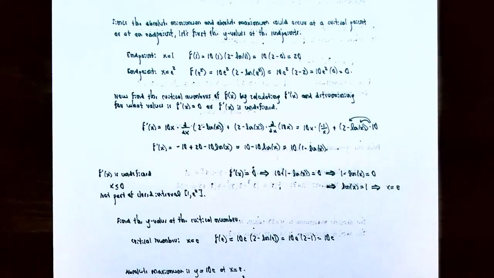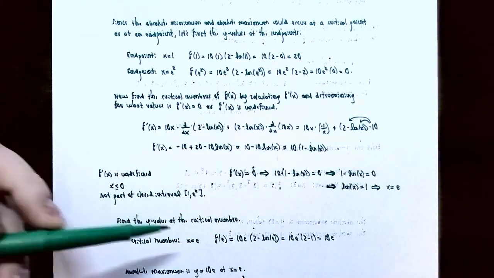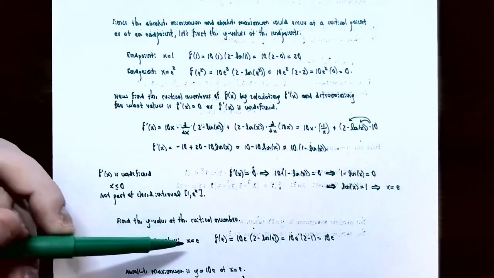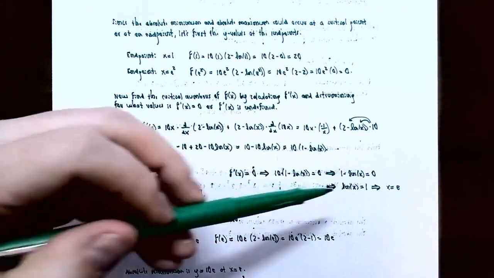So now the next step, we know that we could have an absolute maximum or an absolute minimum at a critical number. So plug x equals e back into the original function to find out the y value. If you plug x equals e into the derivative, you'll get 0. That's what we just found out.